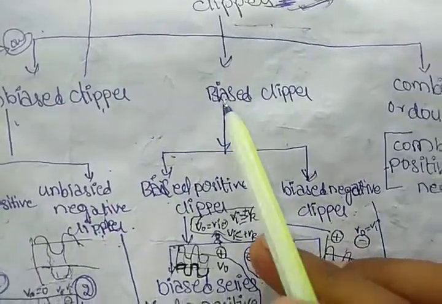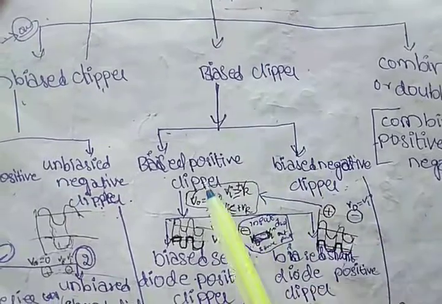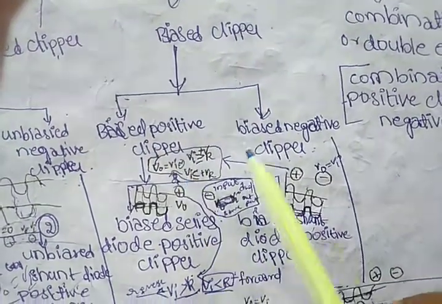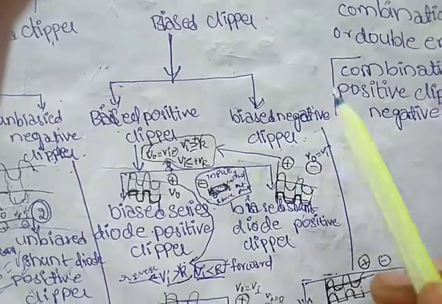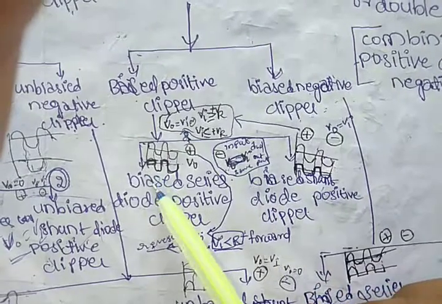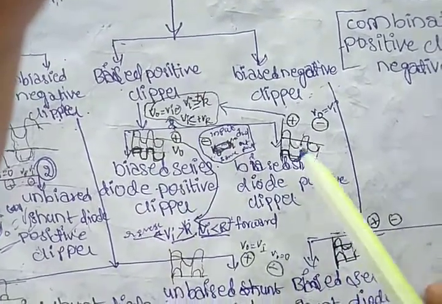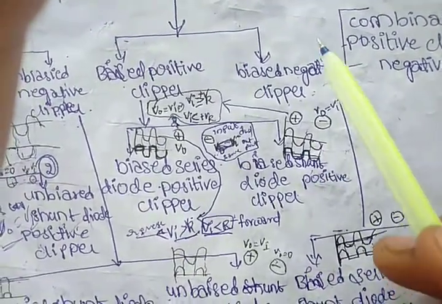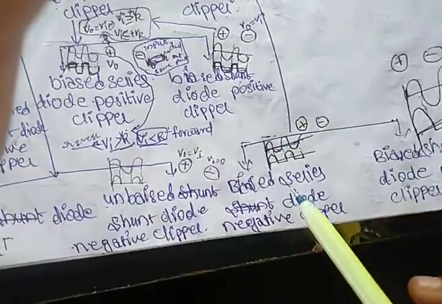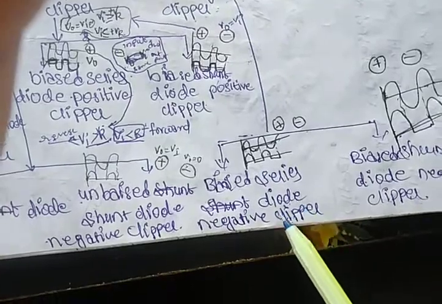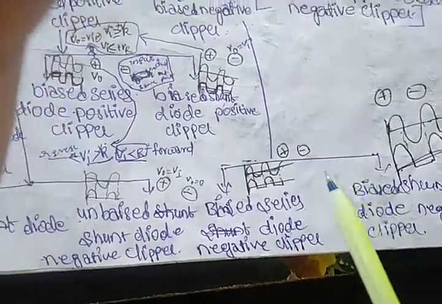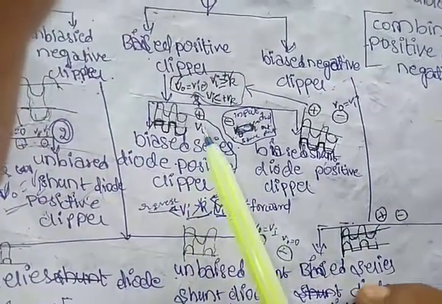Let us discuss biased clippers. Biased clippers are divided into two parts: biased positive clipper and biased negative clipper. Each of these is further divided into two parts: biased series diode and biased shunt diode. The series is for negative and this is for positive in bias.